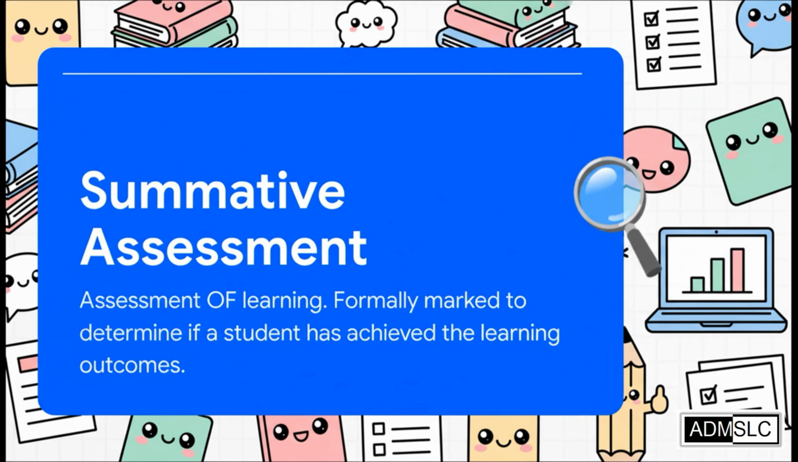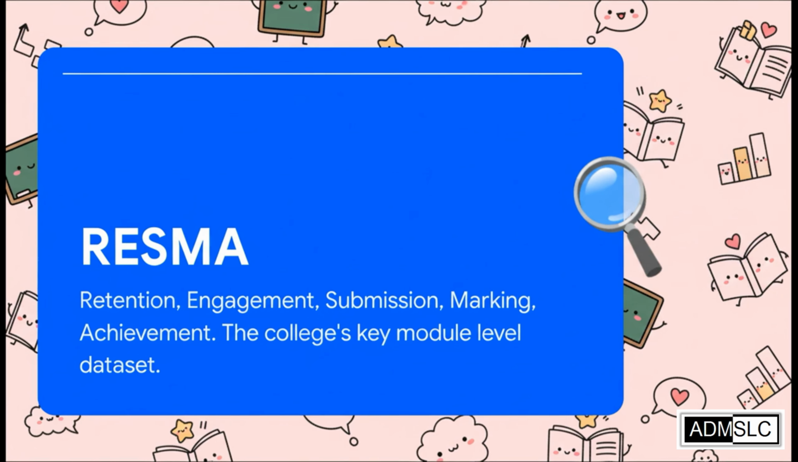And on the flip side, we have summative assessment. If formative is the practice, then summative is the main event. This is the assessment of learning. It's the big stuff, the final essays, the exams, the projects. It's formally marked, it goes toward their final grade, and it's how we ultimately see if they've hit the learning outcomes for the module. Last one, RESMA.